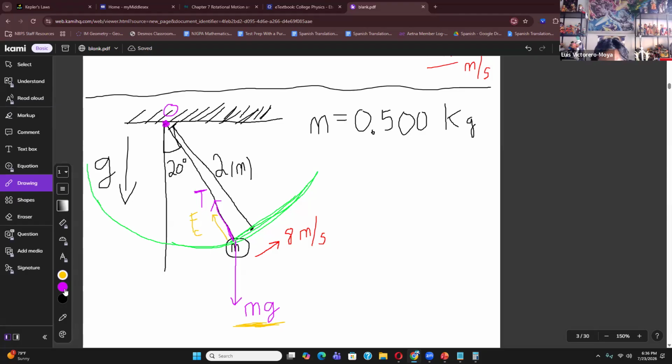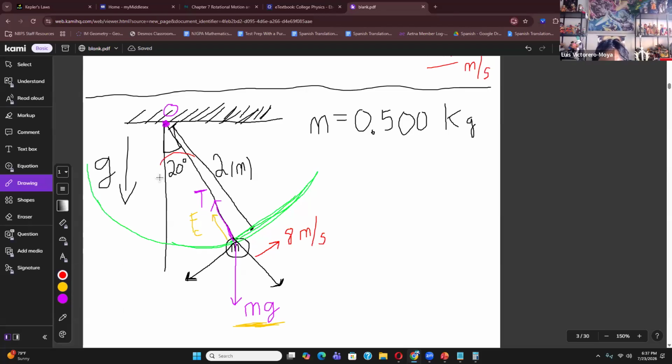What you are going to do is find this component, which is on the same line as the radius, and this component, which is tangential to the circle. This is the radial component of the weight. This is the tangential component of the weight. So here is where, guys, let's see your geometry.